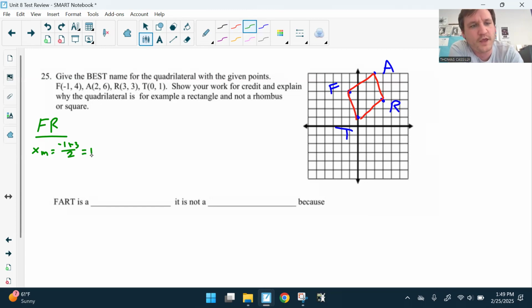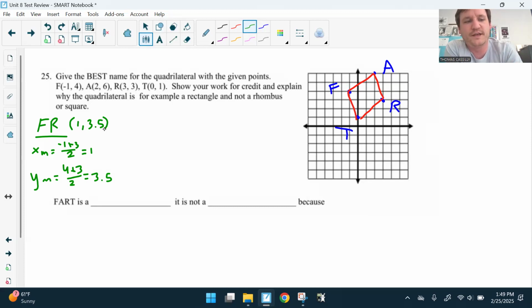So FR has an x coordinate of 1, and the y coordinate, same idea, 4 plus 3 divided by 2. That's going to give us 3.5. We have a decimal, not a big deal. So that is the midpoint of FR. I got 1 and 3.5. Now, I did a little bit different in class. I'm just going to stick with FR for now.